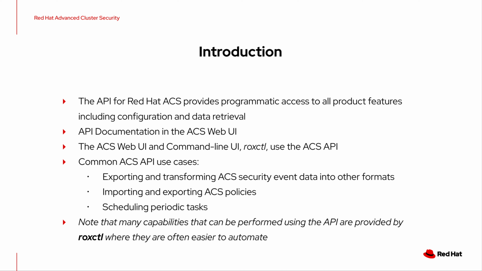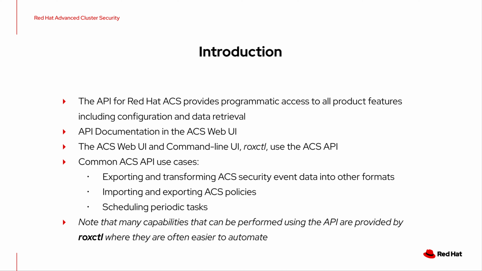Now, some really common use cases that we see that call for the API would be, for example, exporting data and transforming some of the security event data that we have in ACS into other formats or sending it to other tools. So the data here can be extracted in bulk or individually and can be pushed into other tools that would import that. You can also manage configuration externally.